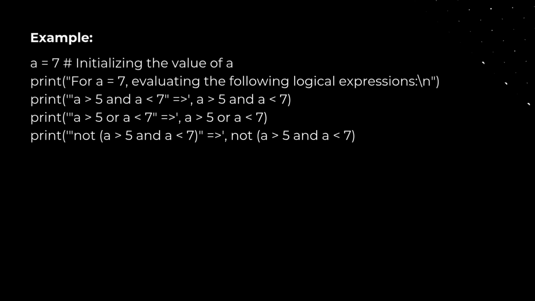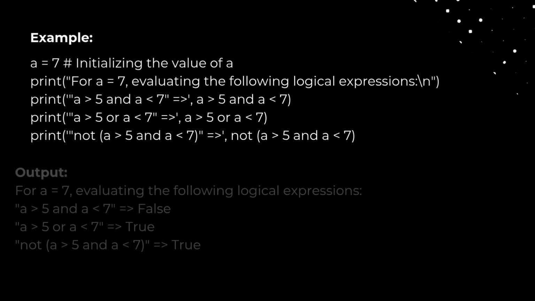Let's see the example code for the logical operators in Python. A is equal to 7, initialize the value of A. Print for A is equal to 7, evaluating the following logical expressions. This is the output. Next is membership operators in Python. Membership operators are used to test whether a value or variable is a member of a sequence like a list, tuple, or dictionary. These operators return true if the value is found in the sequence, otherwise false.